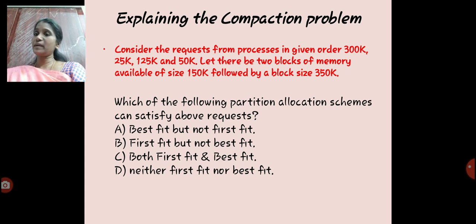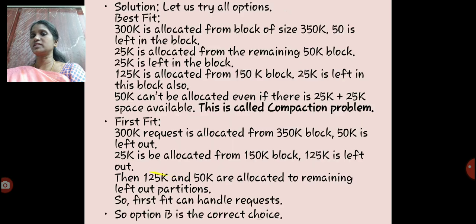So we'll discuss how the memory is allocated and how the compaction problem is encountered, with a problem we see here. Consider the requests from processes in the given order. I'll just read out the problem. There are 4 processes of sizes 300k, 25k, 125k and 50k, right? And we have 2 blocks of memory. The first one is of size 150k and the second one is of size 350k, right? So these are the 2 partitions.